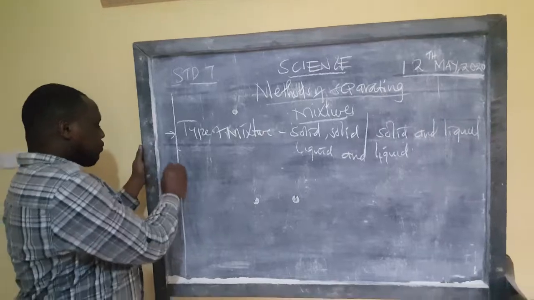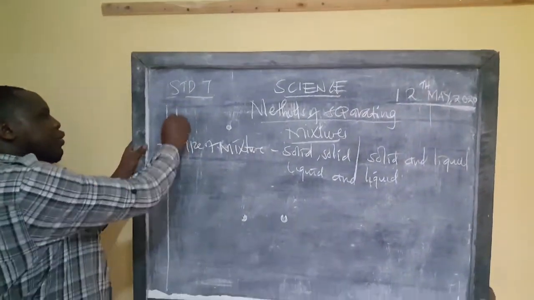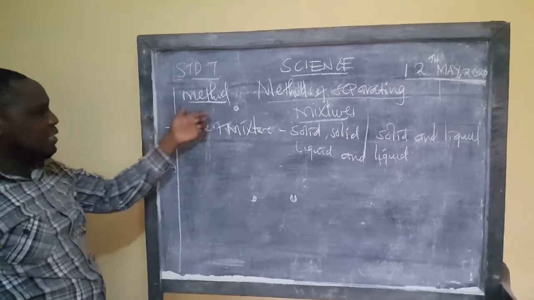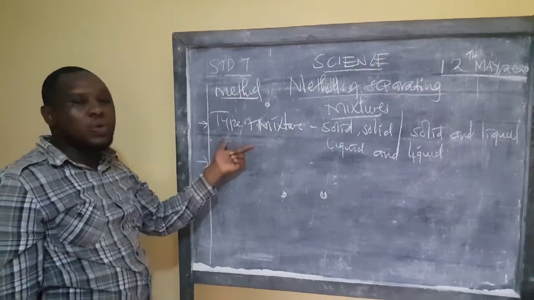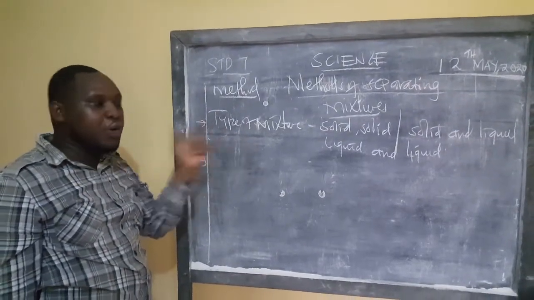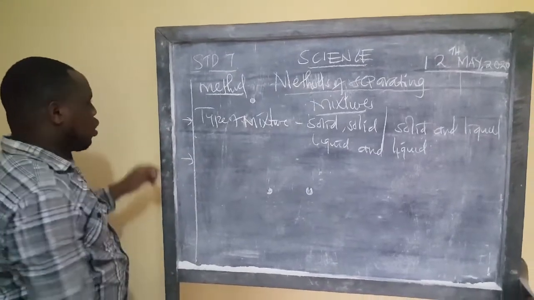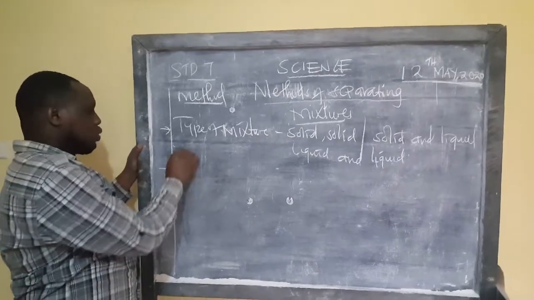Then, after knowing the type of mixture, we will have started with the method of separation that we are going to pick. If you pick a certain method of separation, what factors are you going to look into to be able to choose that method? So the next thing will be the factors to consider.